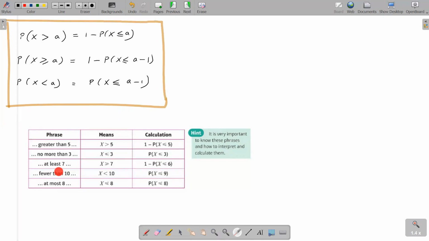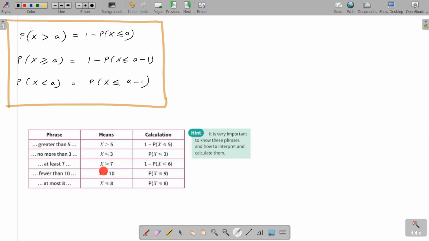At least 7. Guys, what's the meaning of at least 7? At least 7 means 7 is the lowest value. The x values could be what? Higher than 7. So 7 is the lowest, and it could be higher than 7. Can you see x is greater than or equal to 7?